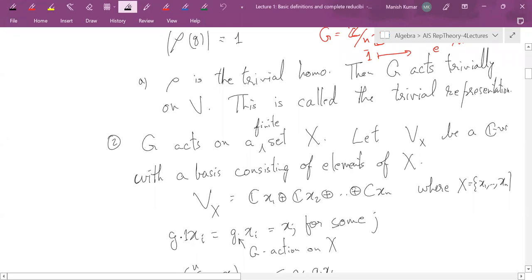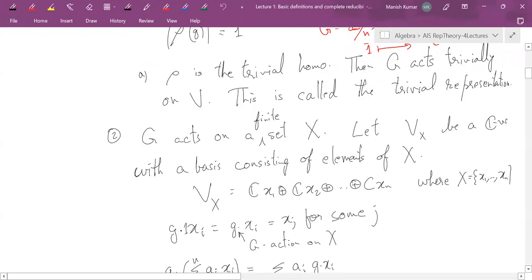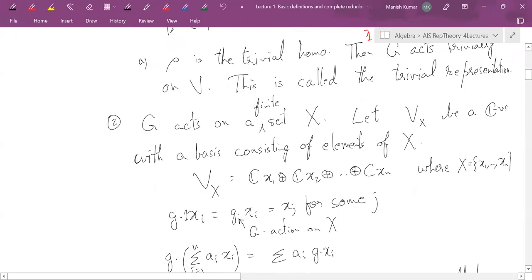Sir, what does Cx mean? It's basically that I'm indexing it by x1, x2, and so on. Cx1 means a vector space which is isomorphic to C, but a typical element here I want to write as summation AiXi. So it's n copies, but the first coordinate I'm labeling by x1, the second coordinate by x2, and so on. It's just a notation.